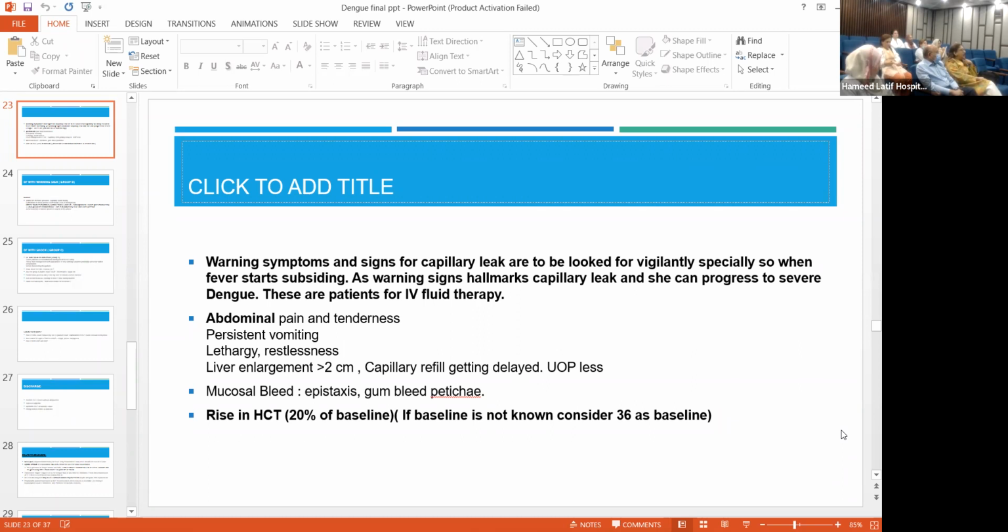Any patient who has got hypertension, diabetes, or any other medical condition actually becomes a high risk patient in dengue fever, because it will add to the complication rate if there is dengue along with medical complications of pregnancy. So one has to be really very, very careful.